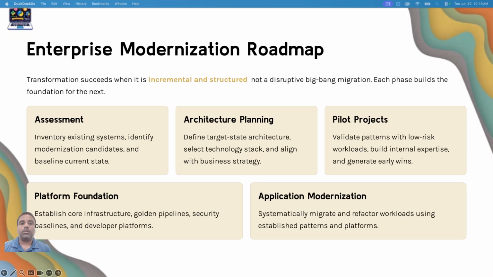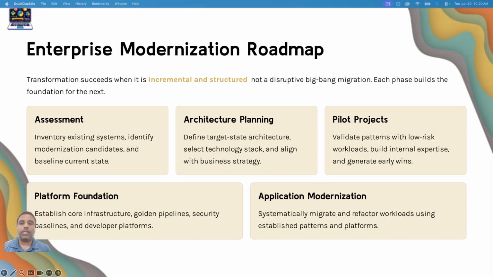where to go. The next phase is architecture planning. Define your target state architectures and select your technology stack that aligns with your business strategy. The third one is pilot projects. Validate patterns with low-risk workloads, build internal expertise, and generate early wins that will build organizational confidence and also build that modernization muscle within your organization.